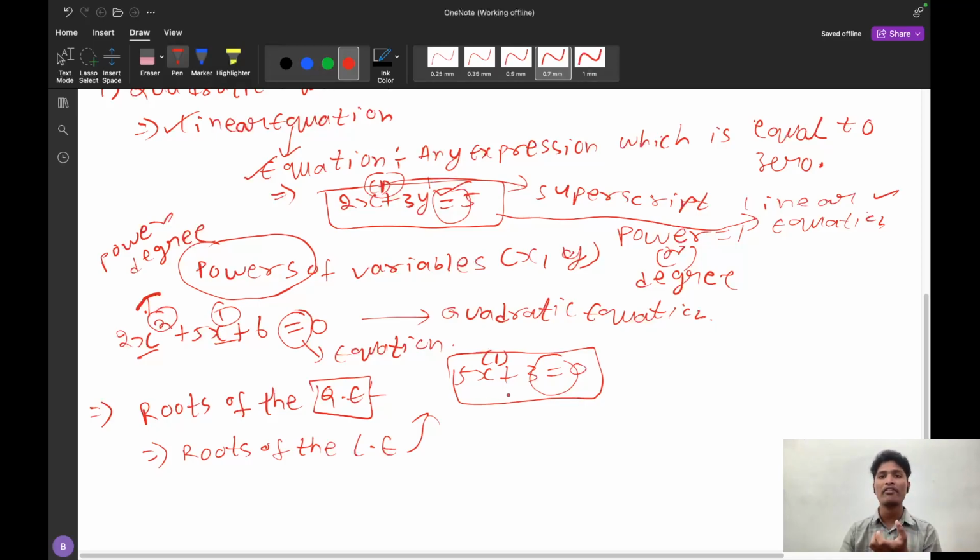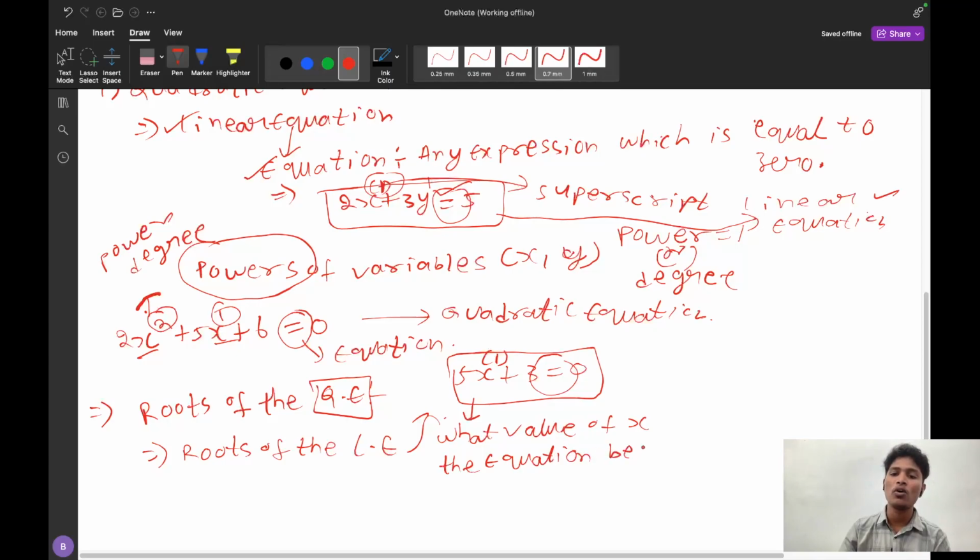What is the root of the quadratic equation and how is it defined? The root of the equation is defined by the value of x at which the expression or equation becomes 0. We can say, for what value of x does the equation become 0? The value at which the equation becomes 0 is called the root of the equation.